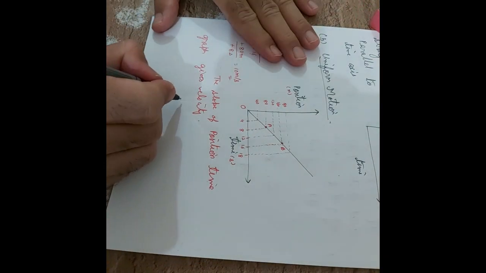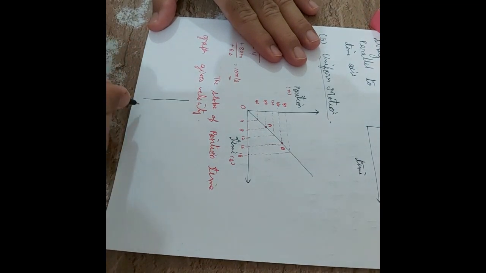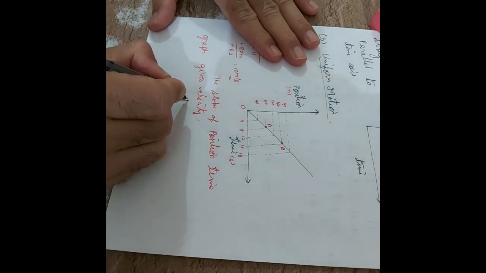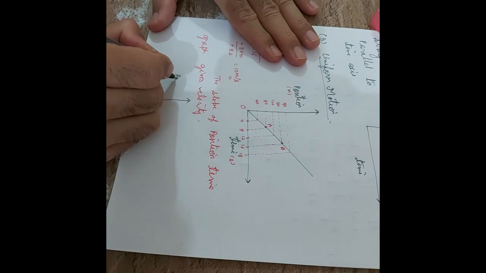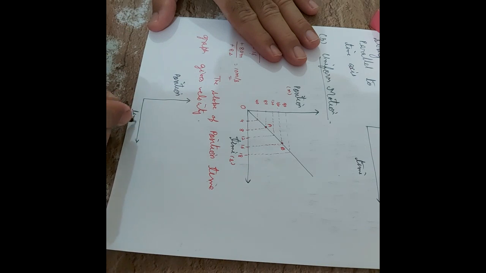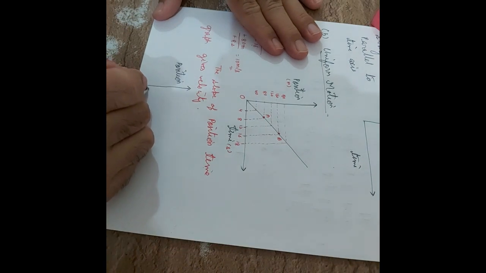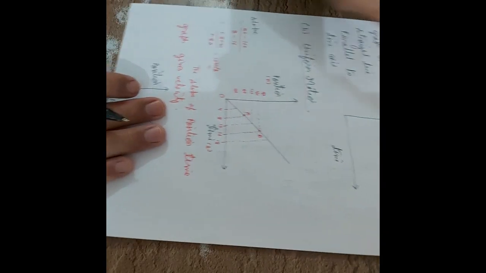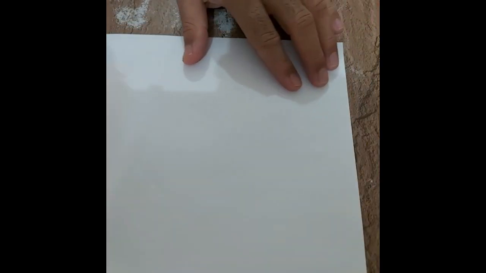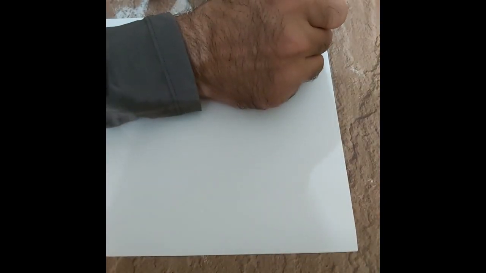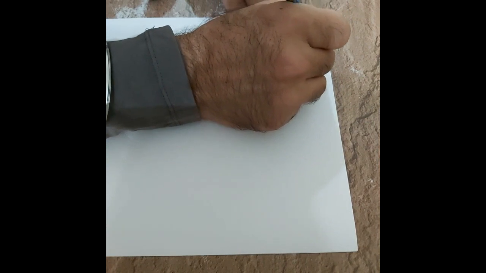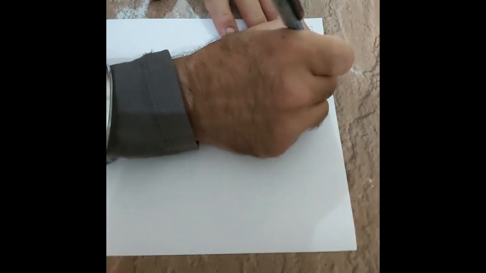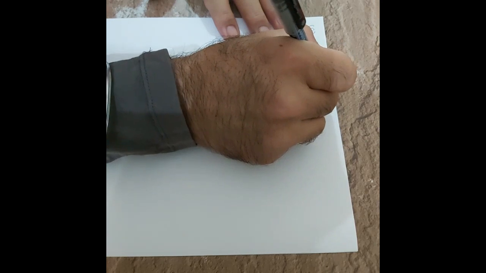So what will be the shape of position time graph? I'm repeating again. Here position, and here we are representing it by time. So the graph is this. This is the graph for the uniform motion. Now what about for non-uniform motion?